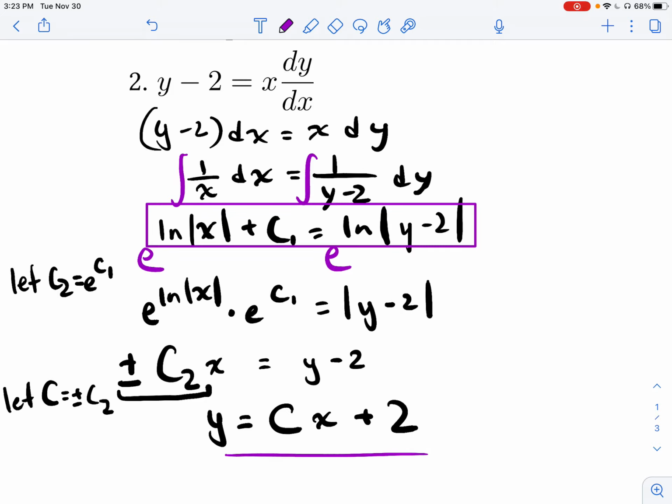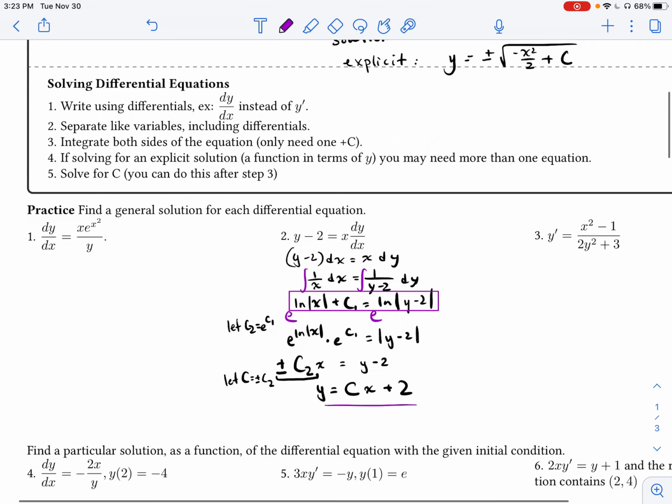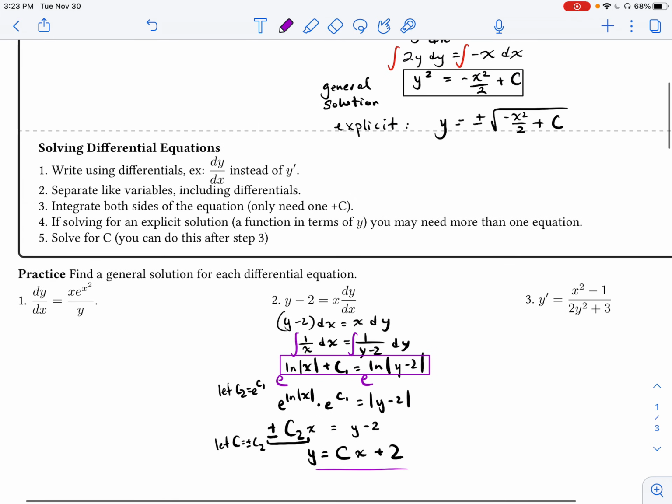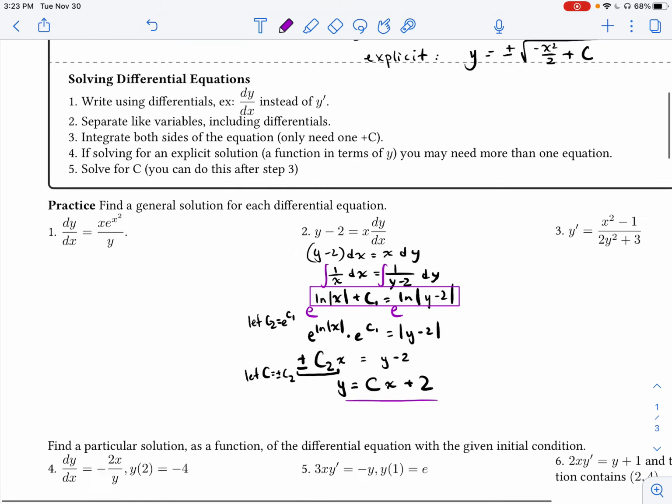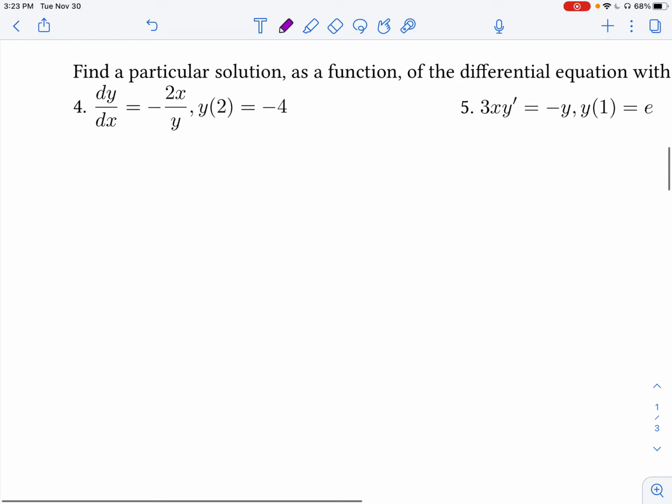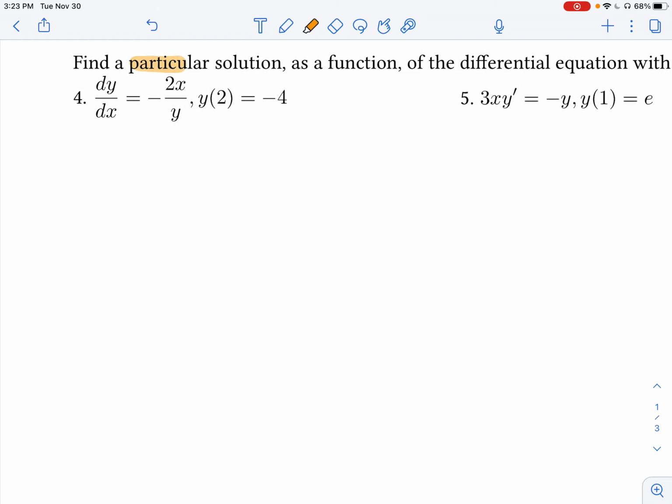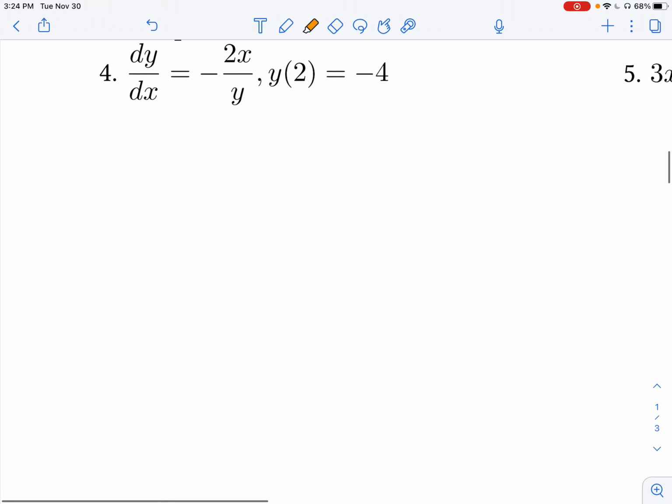Okay? All right, go ahead and try practice problems 1 and 3. And for these, don't worry about writing them as explicit equations. You can leave them as general solutions. All right, with that said, let's try an example where we're now going to find a particular solution as a function given some initial condition. So let's try number 4 here.